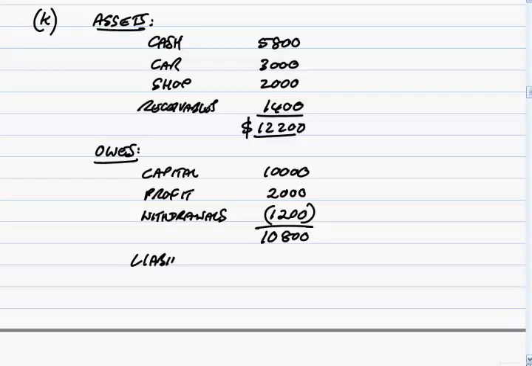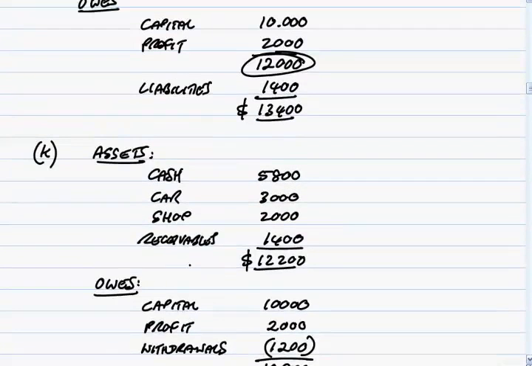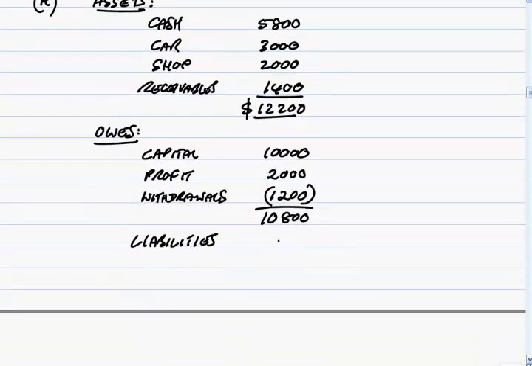Finally, the liabilities. We still owe that supplier 1,400. And there we are. It balances. The business has assets of 12,200. Out of that, 1,400 is owed to suppliers. The remainder must belong to the owner, 10,800.